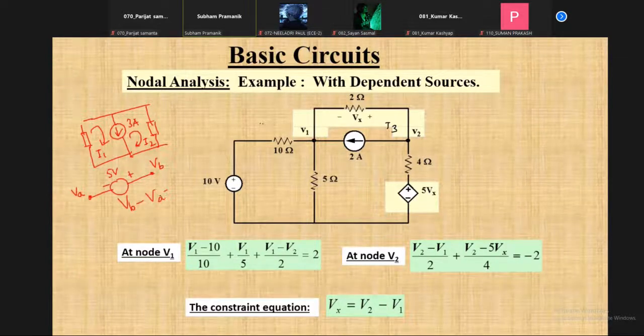And there is another thing: you have to write the node equation for this node and the node equation for this node, and then you need to add them to find the supernode. I shall tell you this during supernode analysis. Okay, so try to solve this. The equations are written.